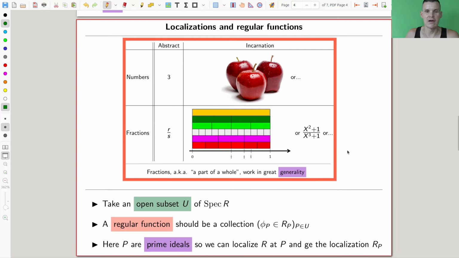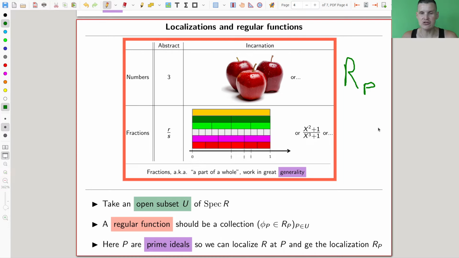You get a local ring, something like this, the ring localized at R. Yeah, sure. The ring localized at a certain set, and usually a prime ideal is exactly what you want to localize at. And this is like the ring theoretical version of mimicking fractions. So what should a regular function be? It should be: take an open subset of Spec R, which contains prime ideals. That's how the subsets are defined.